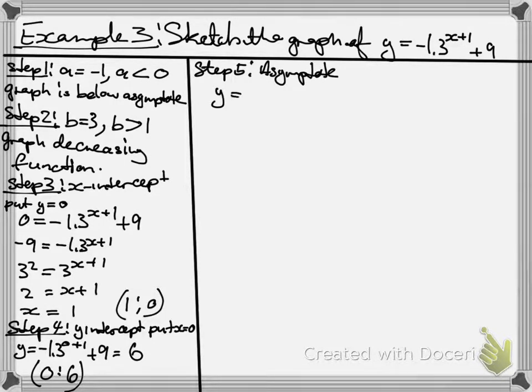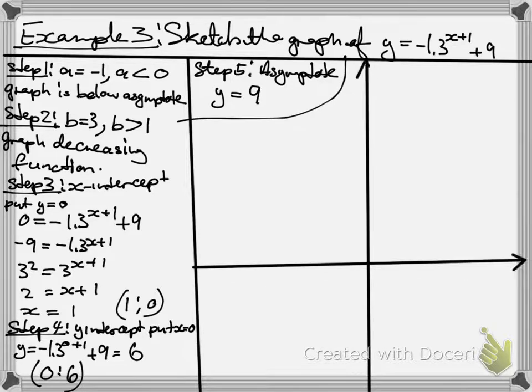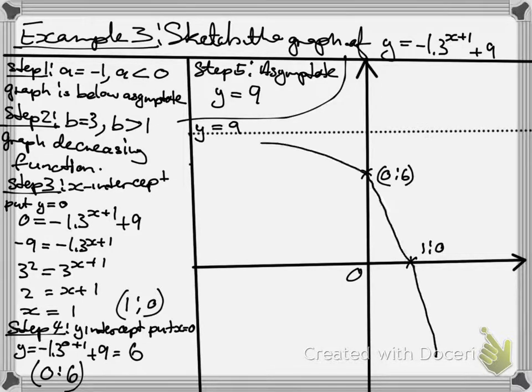And the asymptote, remember, is y equals q, which is y equals 9. So we plot our x-intercept, our y-intercept, and our asymptote. Remember, it's a decreasing function, so there it is. Okay, simple like that. Now moving on to a different example.